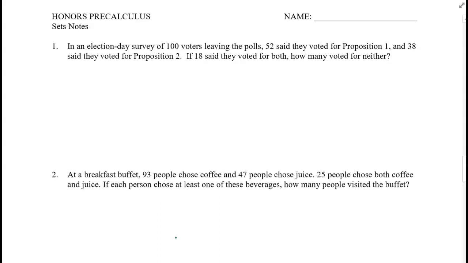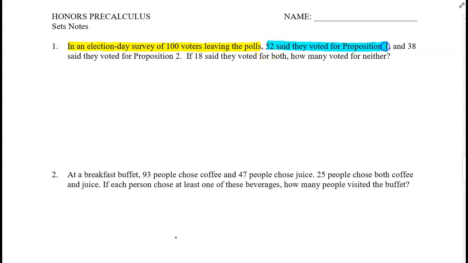Hello, Honors Pre-Calculus students. This is a continuation of our notes on sets. These are extra practice problems should you need a couple extra practice problems. So if you look at problem number 1, in an election there were 100 voters leaving the poll.